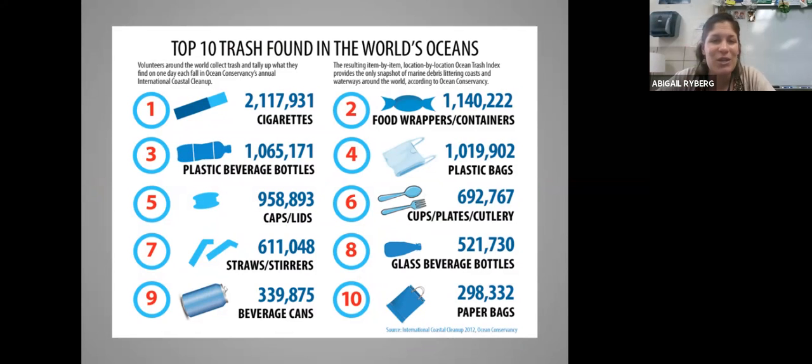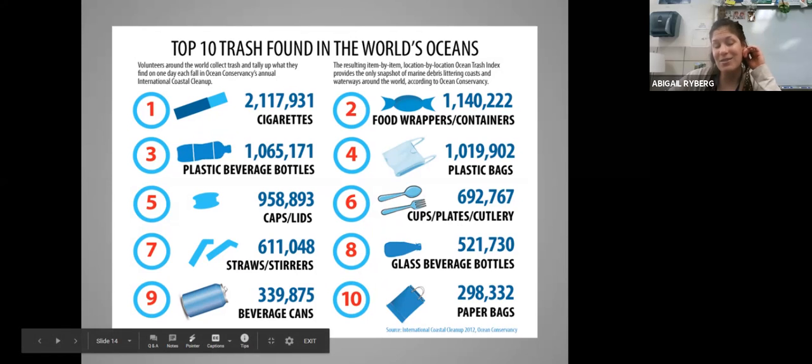The top 10 trash found in the world's ocean: number 1 is cigarettes, disgusting. Number 2 is food wrappers or containers. Number 3 is plastic beverage bottles. Number 4, plastic bags. I think they give me the willies. 5, lids or caps. 6 is cups, plates, and cutlery. 7 is straws. 8 is glass beverage bottles. 9 is beverage cans, so probably aluminum there. And then 10, paper bags.